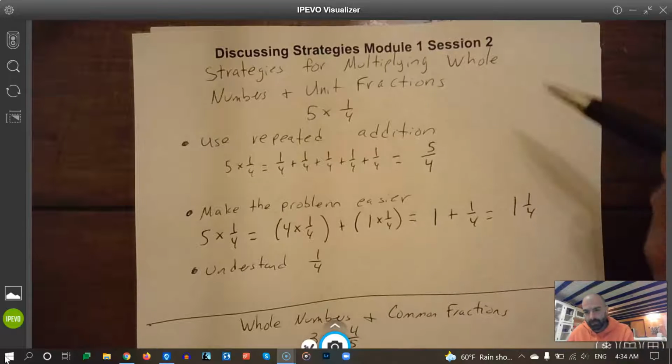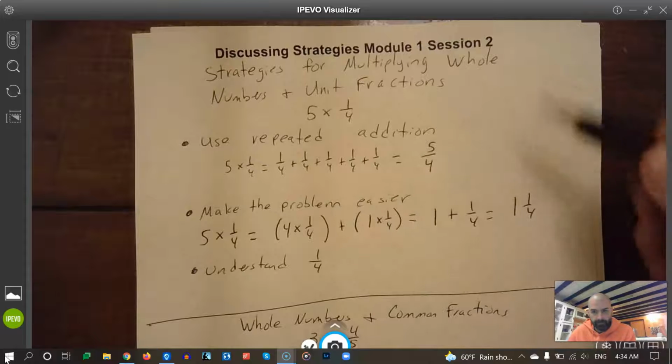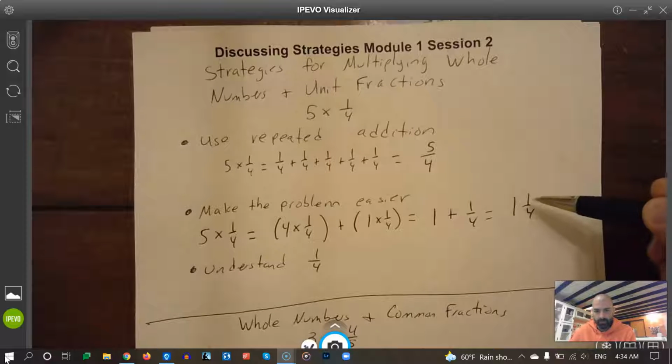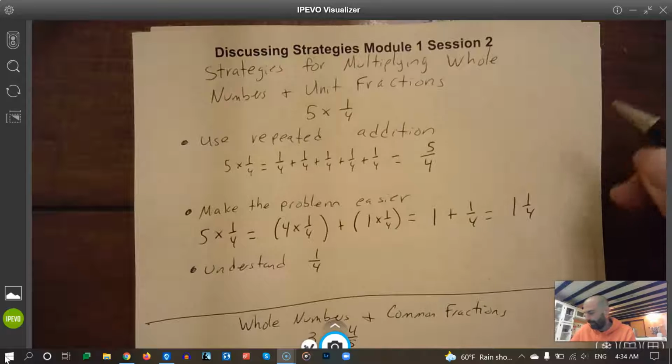And now you're saying, but Mr. Light, that's a different answer. 5/4 and 1 1/4. It's the same thing. When we talk about 1 whole, when it comes to fourths, that's 4/4, and then we have 1/4 more, and that's 5/4. So same thing, same answer.